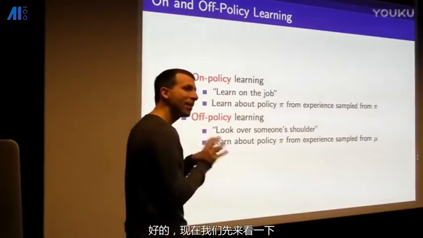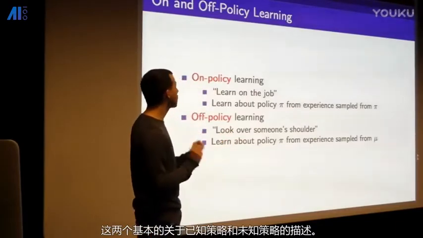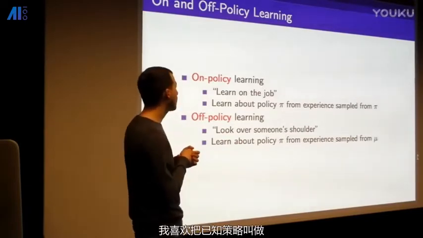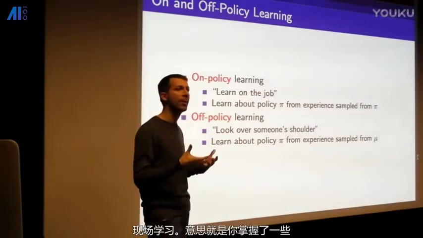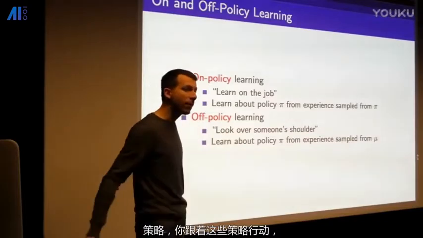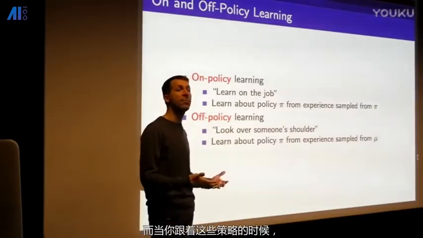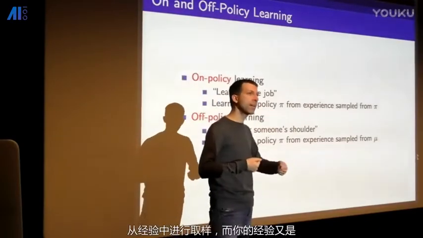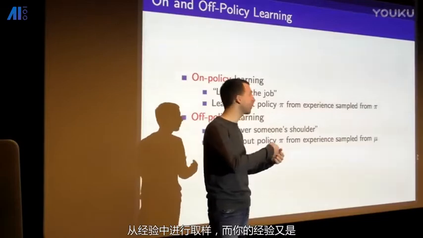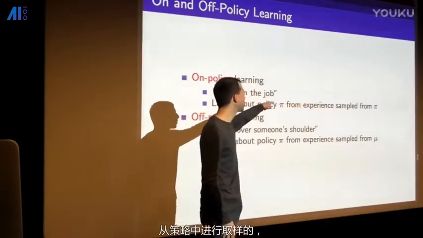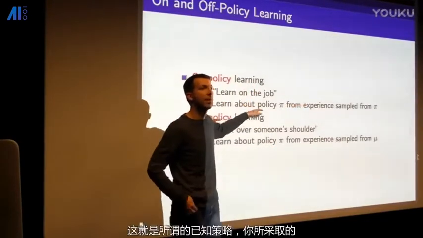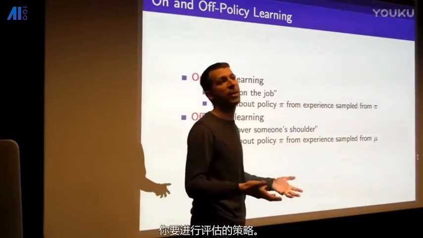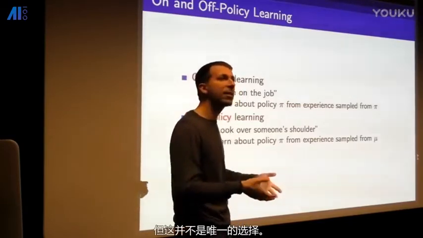Okay, so we're going to look at this basic dichotomy between on-policy learning and off-policy learning. So let's just understand what that means now. On-policy learning, I like to call it learning on the job. So it's like you've got some policy, you follow that policy, and while you're following that policy, you learn about it. You're sampling experience by sampling actions from some policy pi, and at the same time you're trying to evaluate that same policy. That's what we mean by on-policy learning, that the actions that you take determine the policy that you're trying to evaluate. But that's not the only choice.